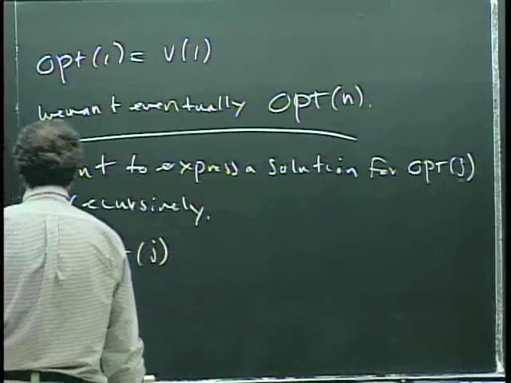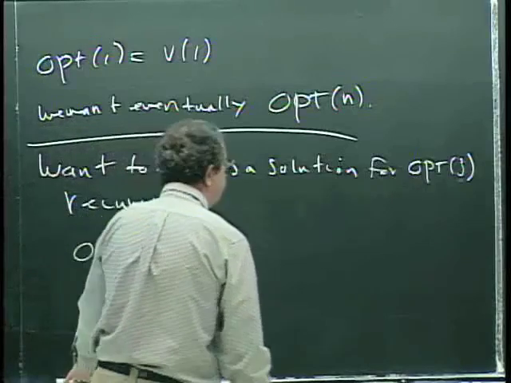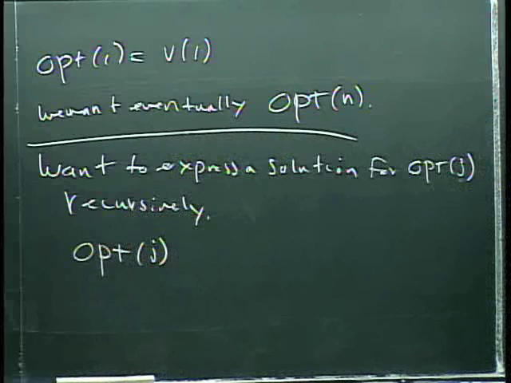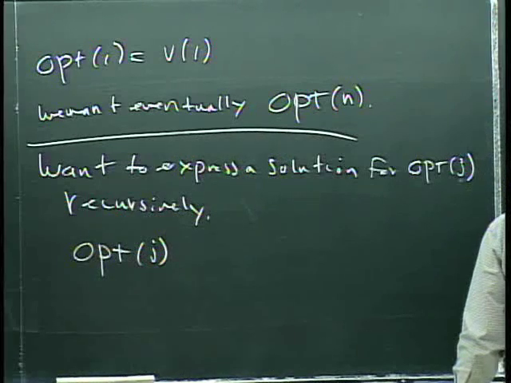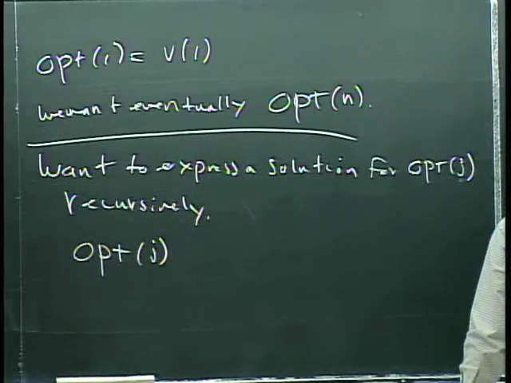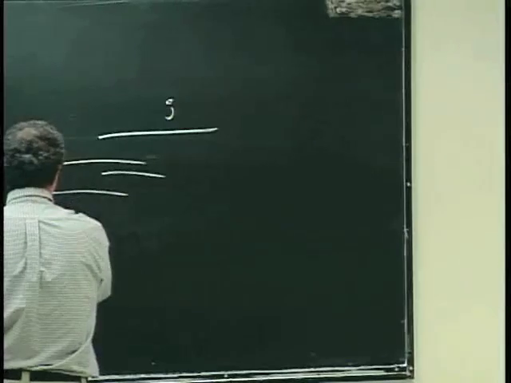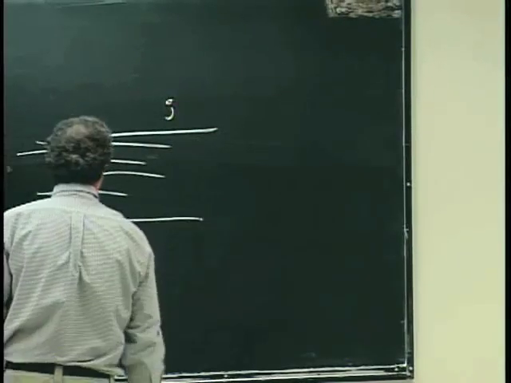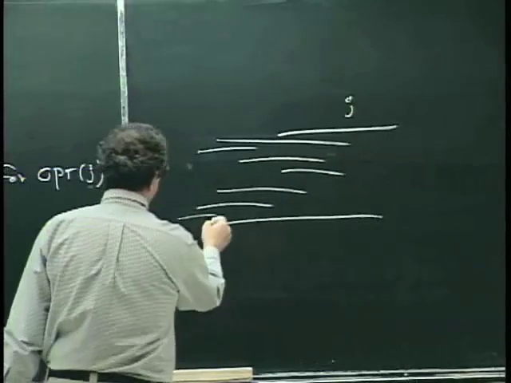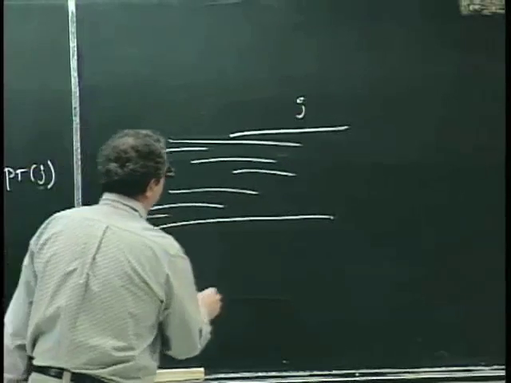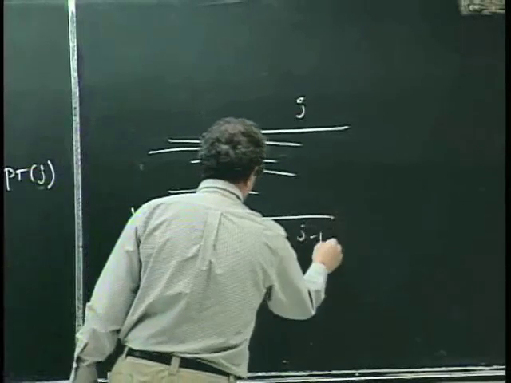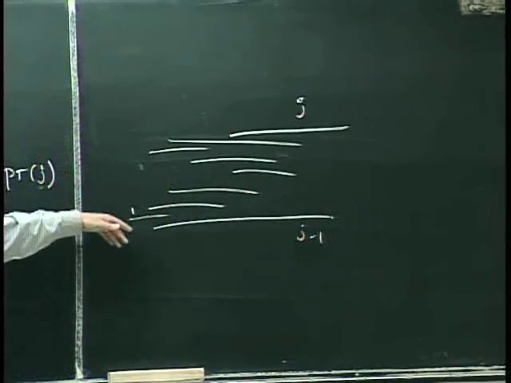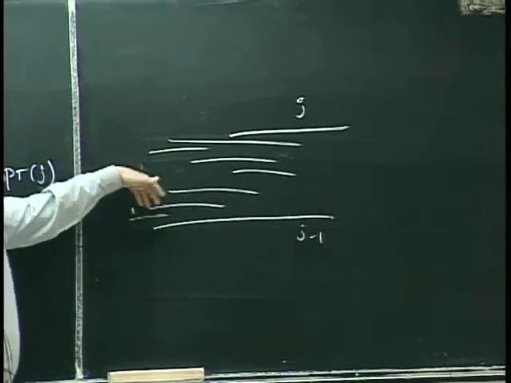So opt j. Let's draw a picture. Here's interval j, and here are all the other intervals, 1 through, I guess this is interval 1, and this looks like interval j minus 1. So those are the intervals 1 through j.